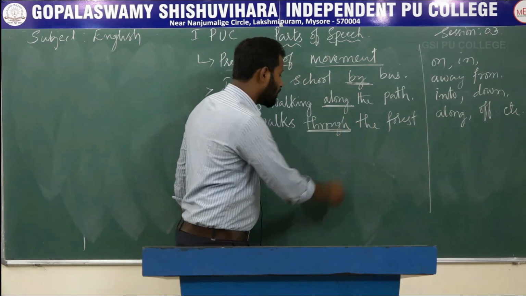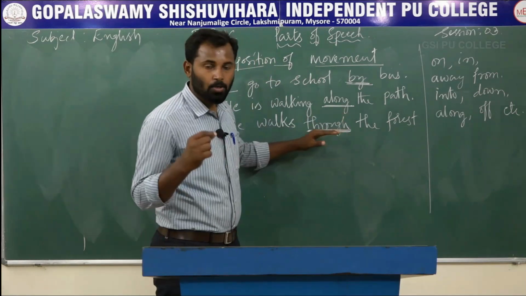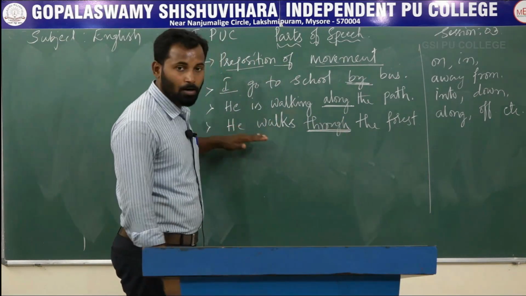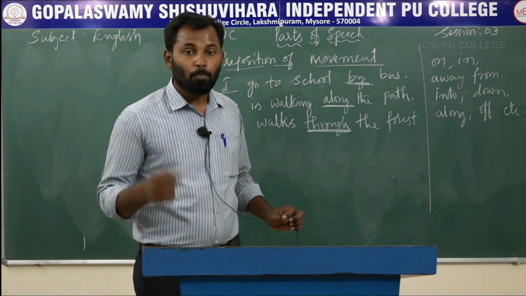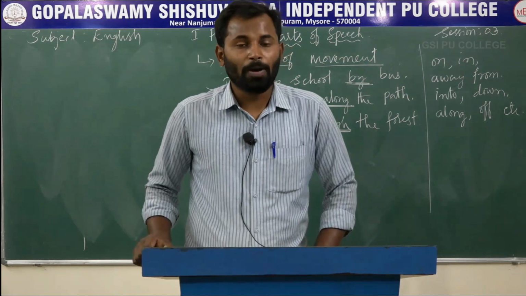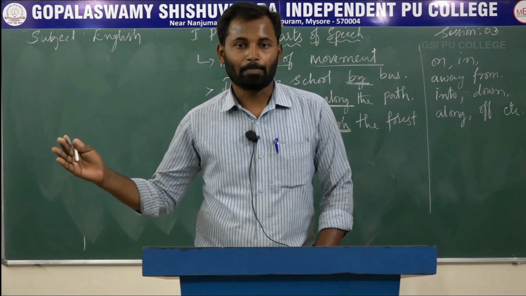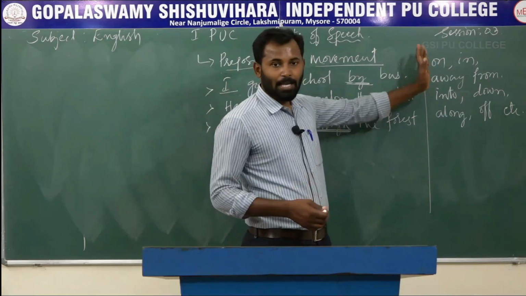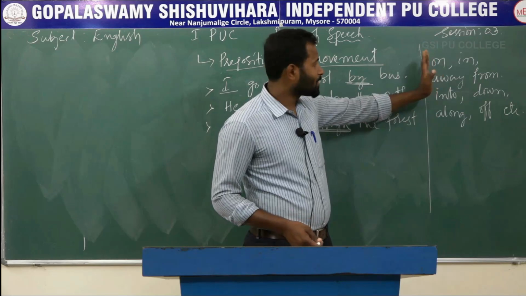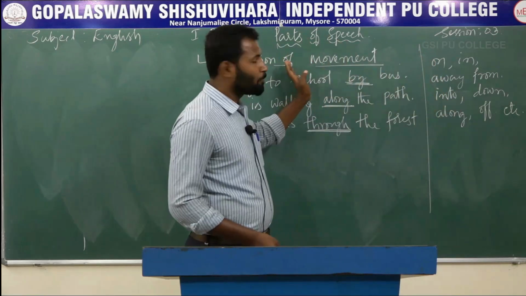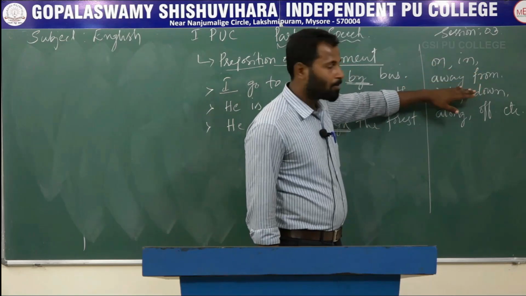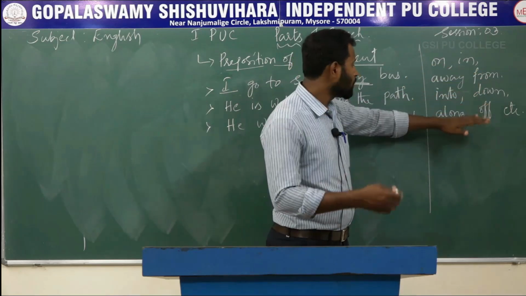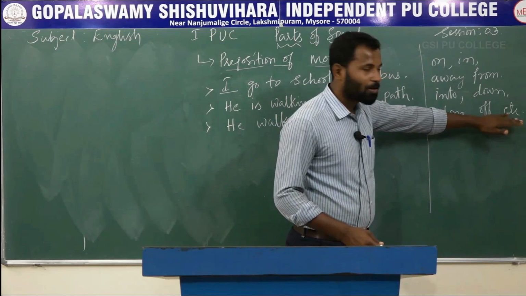Here the preposition through is used to show the movement of this particular person. So the prepositions of movement are used to show the movement from one place to another place. Like on my left side of the board, I have written some examples for prepositions of movement, like on, in, away from, into, down, along, off, etc.